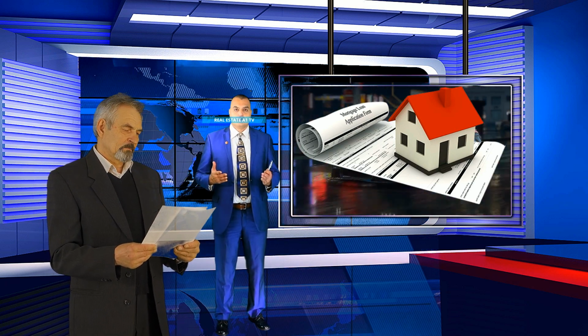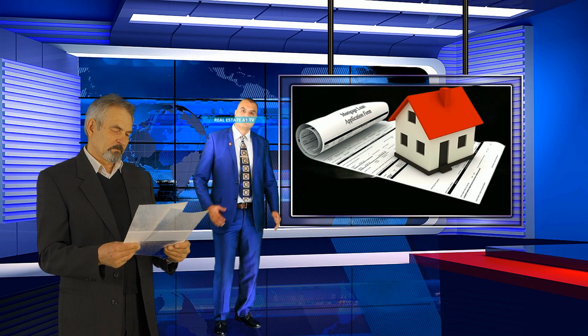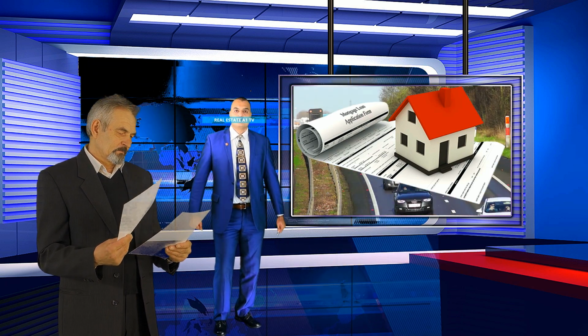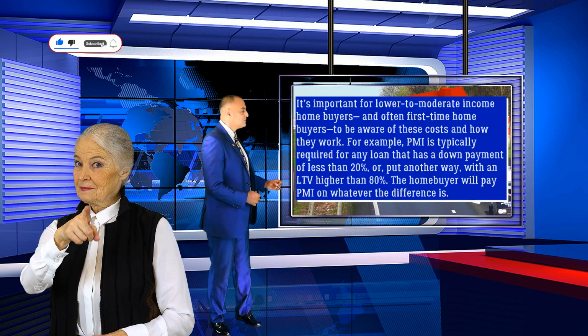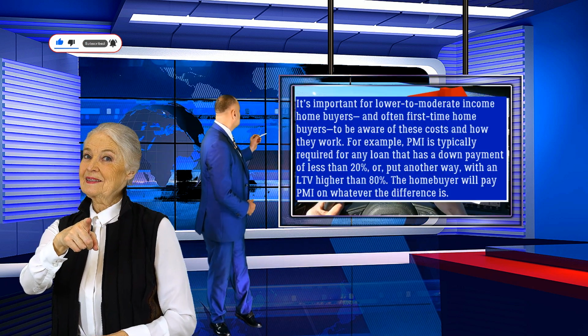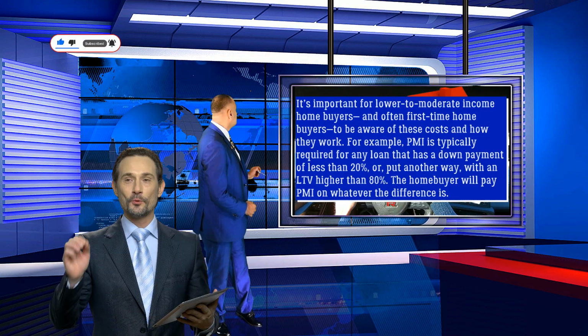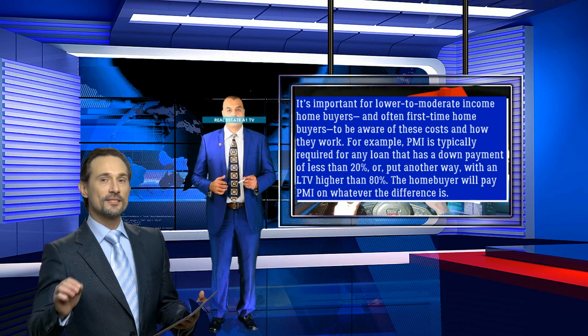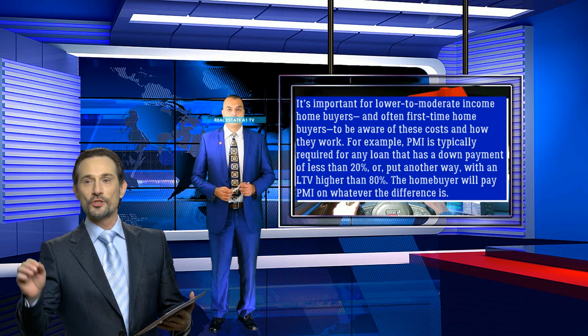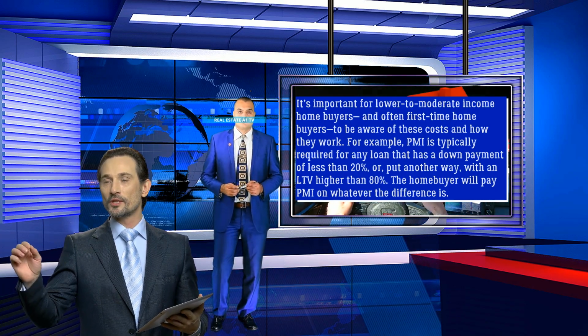The terms for an FHA loan tend to be more costly for the applicant in the long term by way of built-in PMI, private mortgage insurance, and additional closing costs and fees that often get rolled into the loan origination. It's important for lower to moderate income home buyers, and often first-time home buyers, to be aware of these costs and how they work. For example, PMI is typically required for any loan that has a down payment of less than 20%, or, put another way, with an LTV higher than 80%.